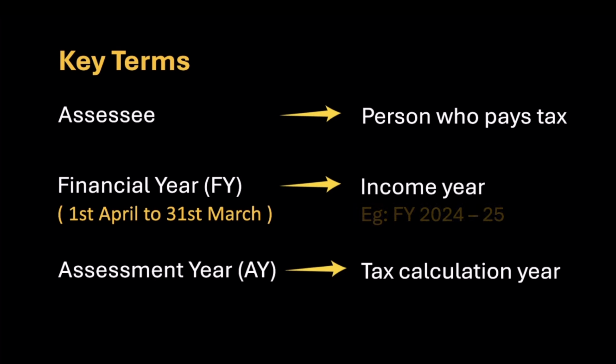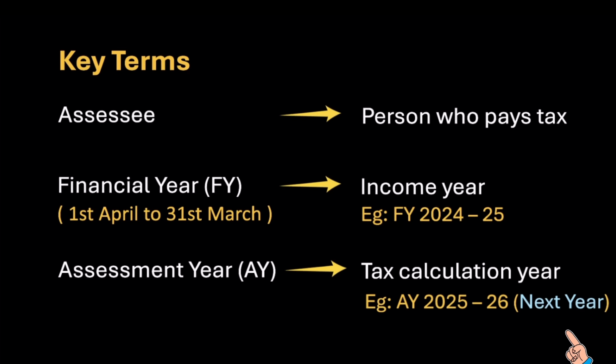Now let's understand why this is important. Imagine you worked from April 2024 to March 2025 and earned income during this time. Now, this period is your financial year because this is when you're earning the money. But you don't pay the tax immediately during that same year. The government needs some time to calculate and process your income details. So, in the next year, you calculate and pay the tax on that income. That next year is what we call the assessment year. So here's the simple idea again: just like you're studying during the year, but your exams happen later. Similarly, you earn first and you pay the tax later.